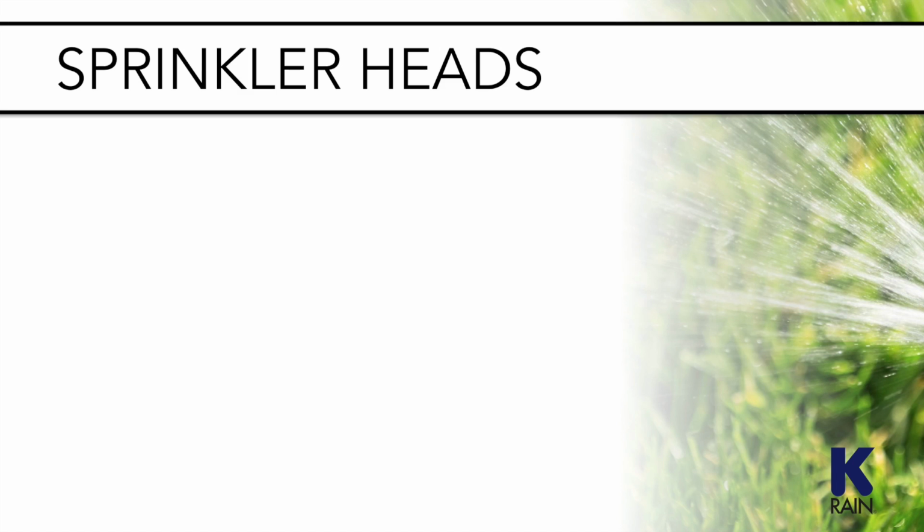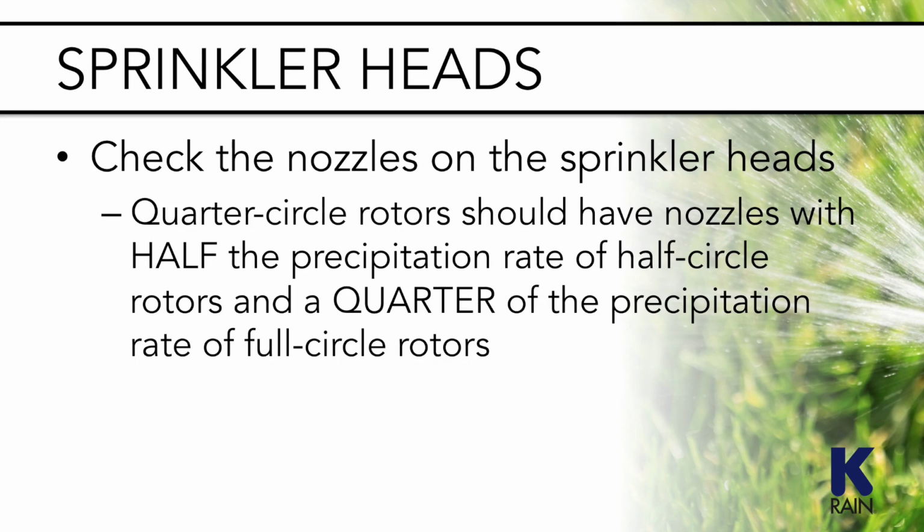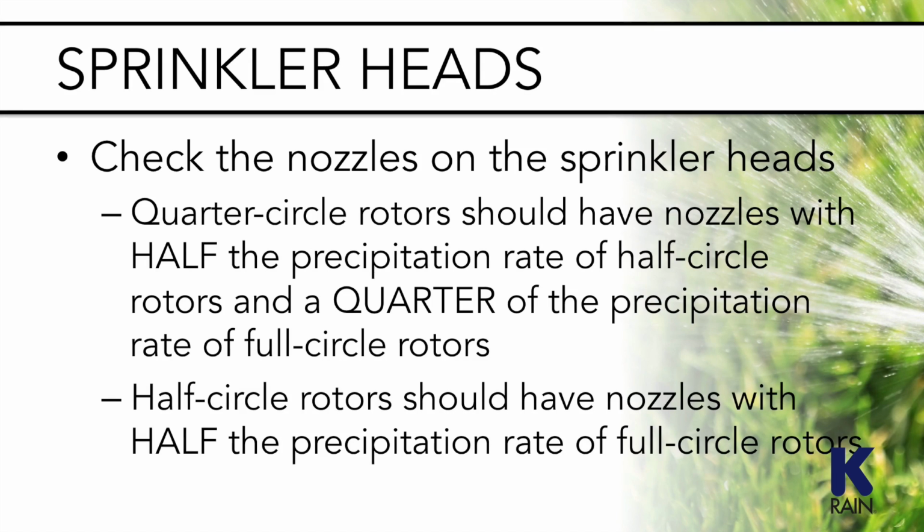If there are no physical obstructions that explain the coverage issue in a rotor zone, check the nozzles on the sprinkler heads to make sure they are correctly sized for matched precipitation. Quarter circle rotors should have nozzles with half the precipitation rate of half circle rotors and a quarter of the precipitation rate of full circle rotors. Half circle rotors should have nozzles with half the precipitation rate of full circle rotors.